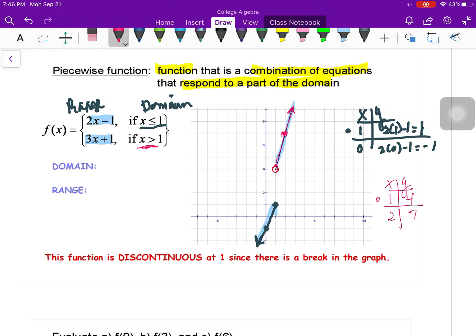So my domain, every one of these x values was used, so x is all reals. My range, all the y's up to here are used. Then there's a gap, and the y's up to here. So first, my y's are less than or equal to 1, or my y's are greater than 4.